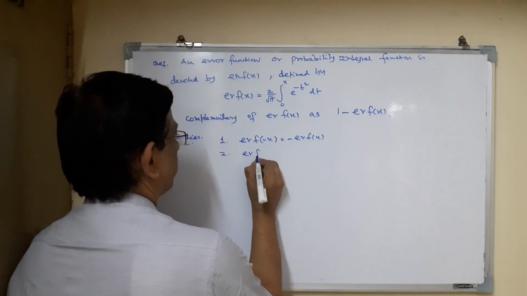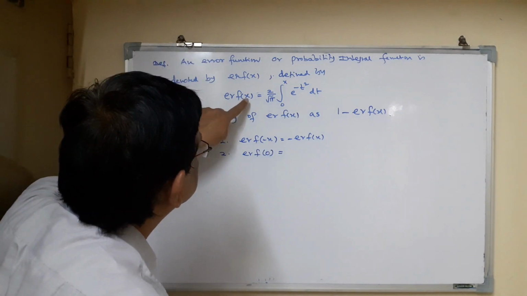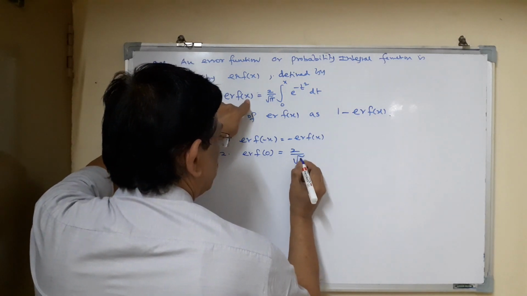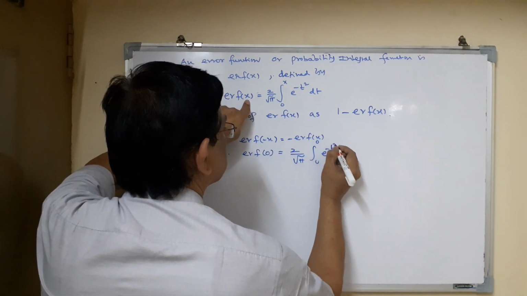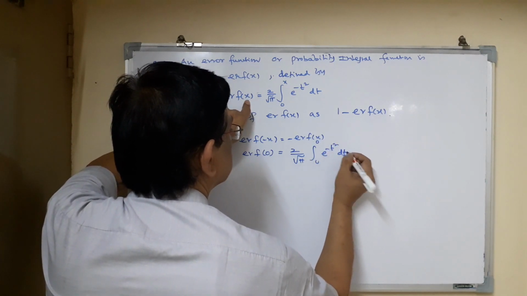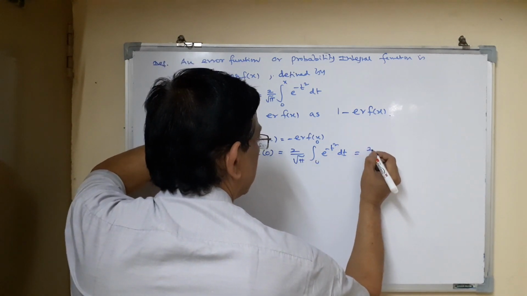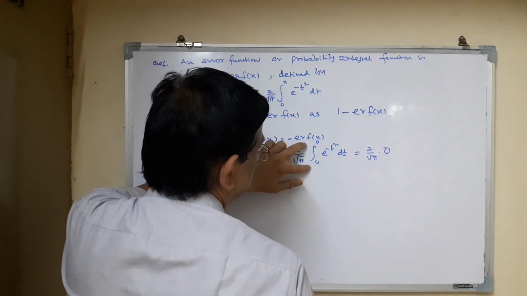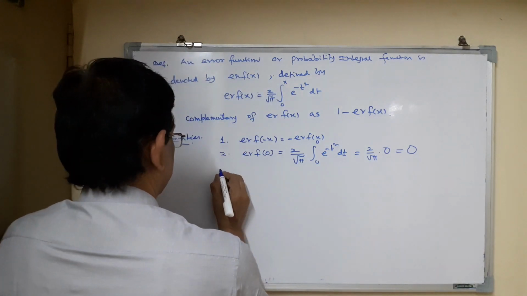What about error function of 0? Error function of 0 means if you put x equal to 0, so the integral will be 2 by root pi, 0 to 0 e power minus t square dt, which is equal to 2 by root pi into 0, because it is between the same limits. So error function of 0 is 0.